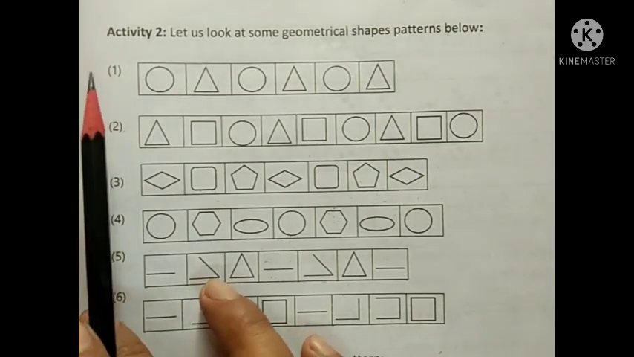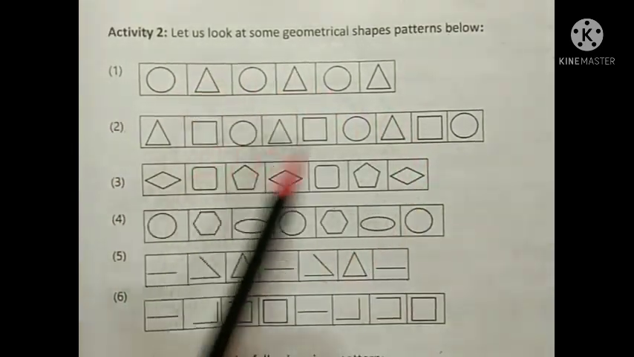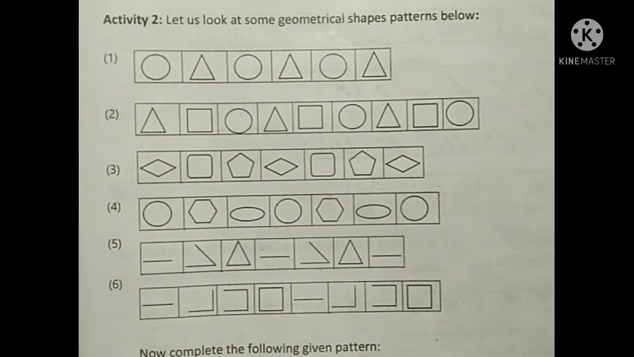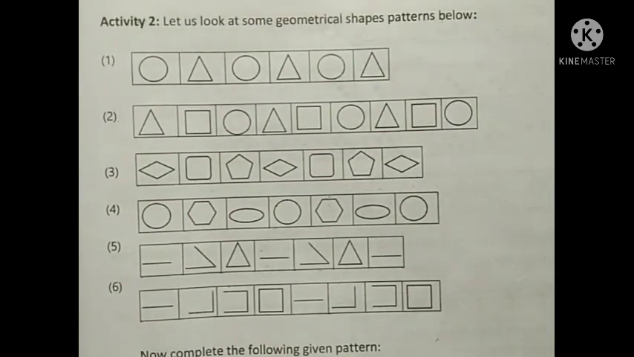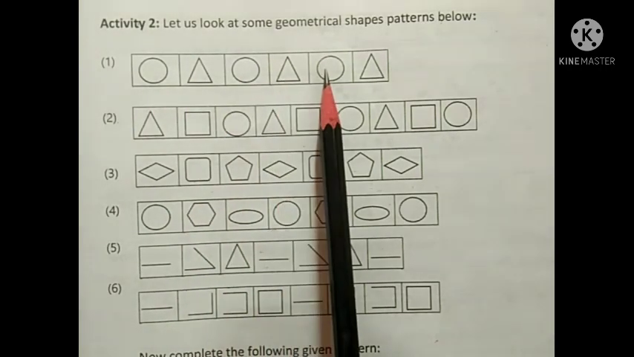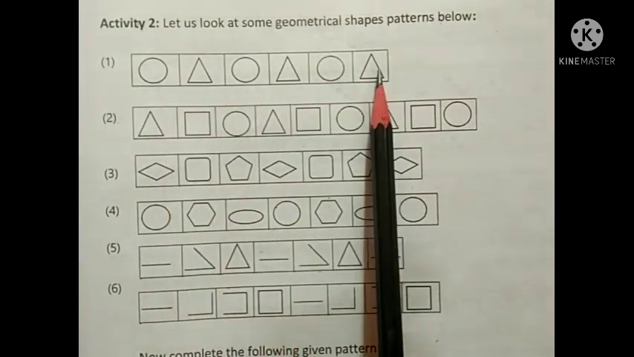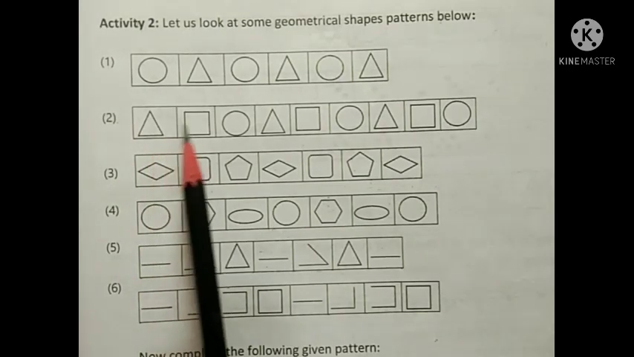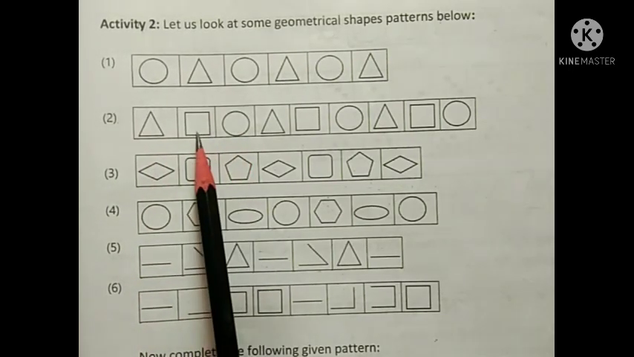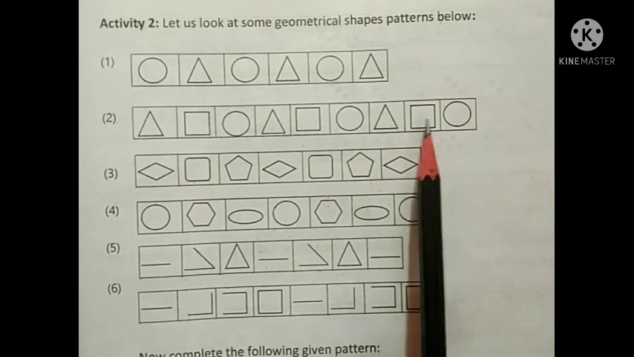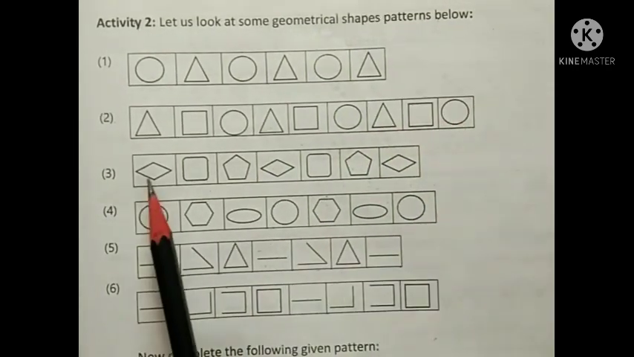See again, another activity, activity 2. Here also some patterns are given, and first you pass all the patterns, and then you have to complete the other questions. So first see here: circle, triangle, circle, triangle, इस तरह का pattern दिया है ना. Next pattern: here triangle, square, circle, फिर क्या आएगा, triangle, square, circle आ रहा है. फिर triangle, square, circle आ रहा है ना, this one is a four-sided figure.